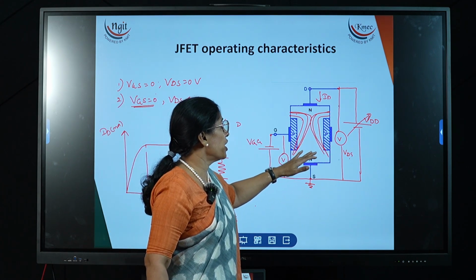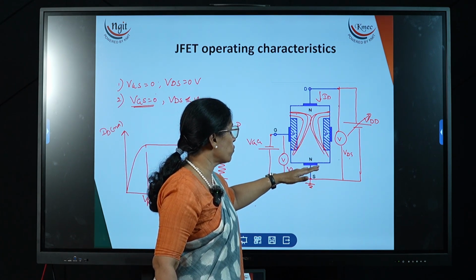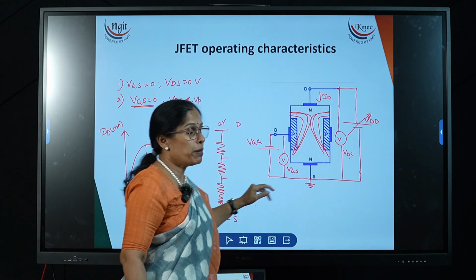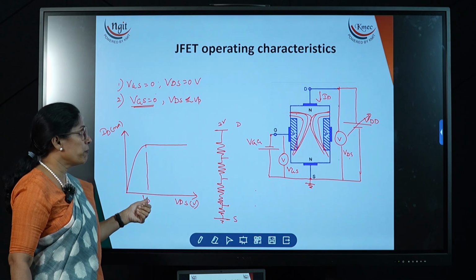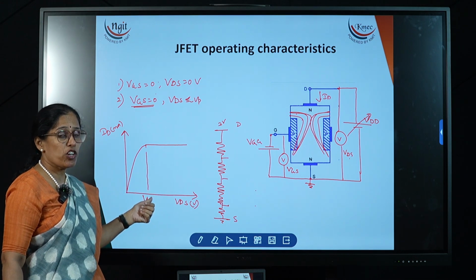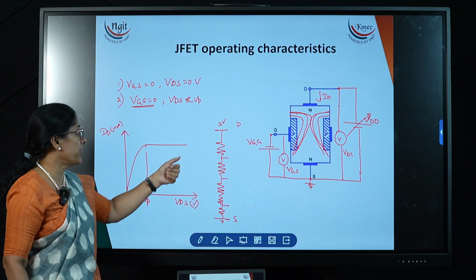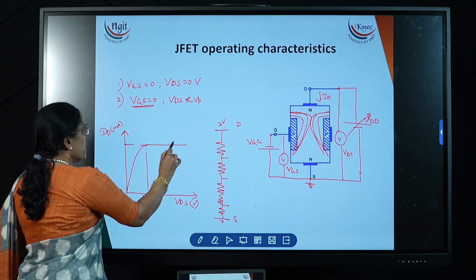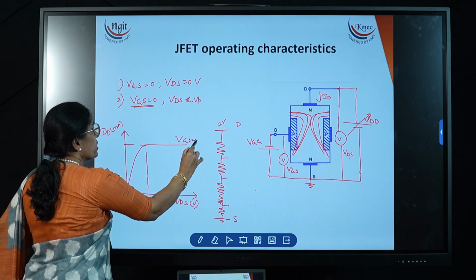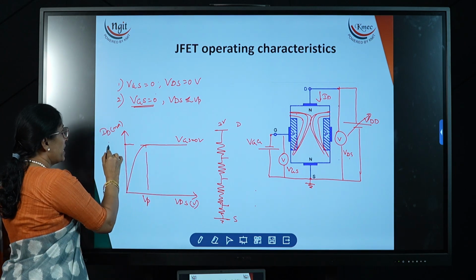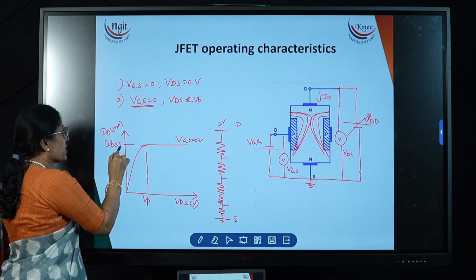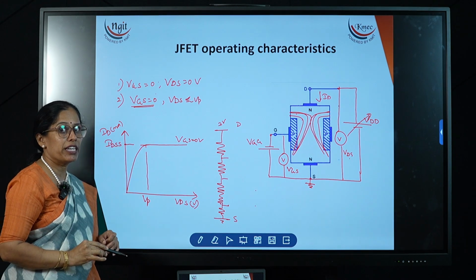It allows the current to flow; charge carriers flow from the source to the drain, thereby we get the maximum charge carriers after the V pinch-off. After the pinch-off voltage we get the maximum current, and this is for VGS equal to 0 volts. The maximum current we get at that time is called IDSS, nothing but the maximum drain current.